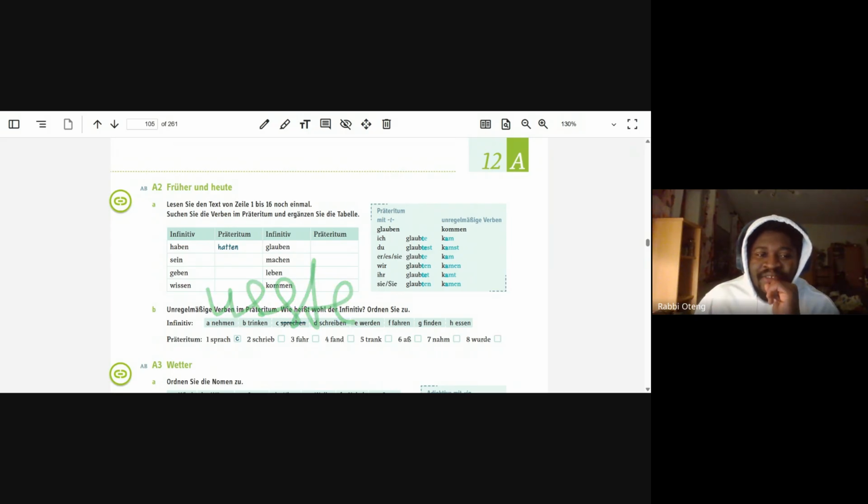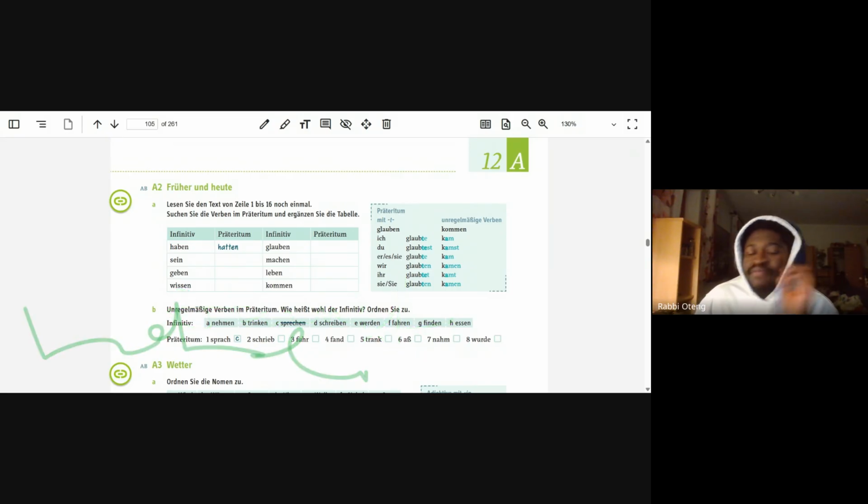Then the present perfect is gewusst. Okay, with haben: Ich habe gewusst. I have known. Then glauben is regular. From the past tense, take away the e and replace it with te. Glaubte, machen is machte, leben, lebte, kommen is kamen or kam.